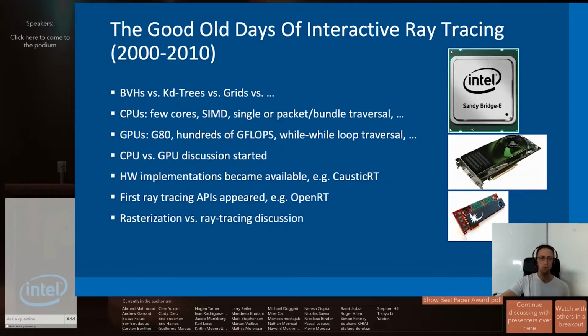Regardless of using CPU, GPU, or dedicated hardware, the point is that the underlying hardware architectures became powerful enough to provide interactive to real-time performance, with obviously very limited shading and rendering and at low resolutions. However, all that started the rasterization versus ray tracing discussion, which still goes on, by the way. And the important point is that it really became clear that ray tracing in general will play a major role in future rendering.